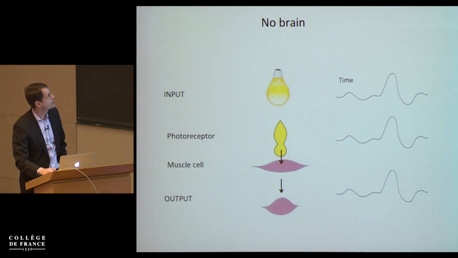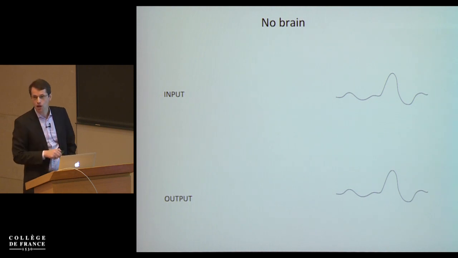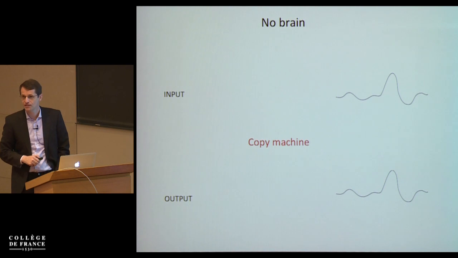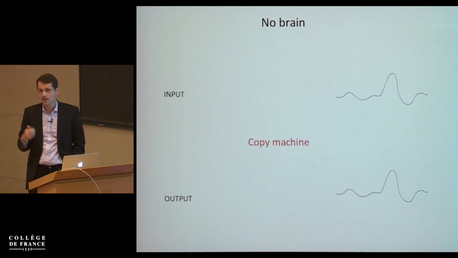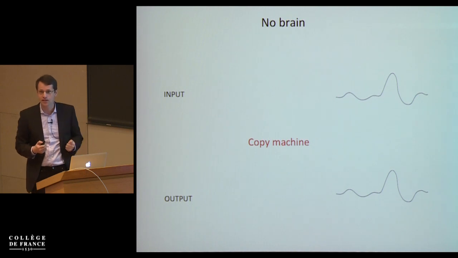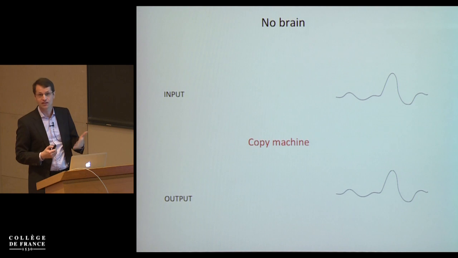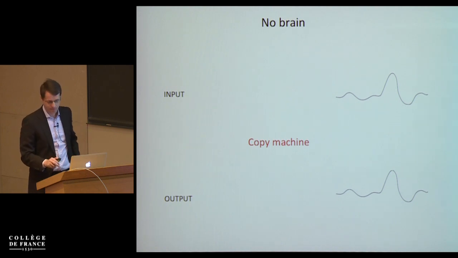Now you can think of this, of course, as a real input-output system, where this is the input and this is the output, and what you see here is nothing else than a copy machine. Still, it is useful, because your pupil, for example, can contract in a very similar way, but there's not much computation, as you can see. It's just copying the signal to an action.